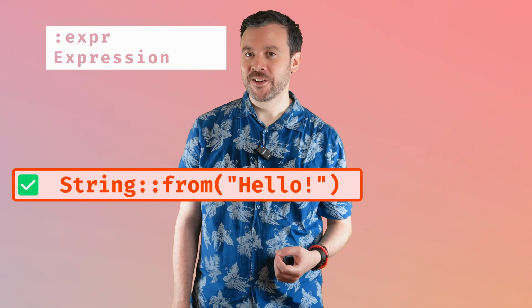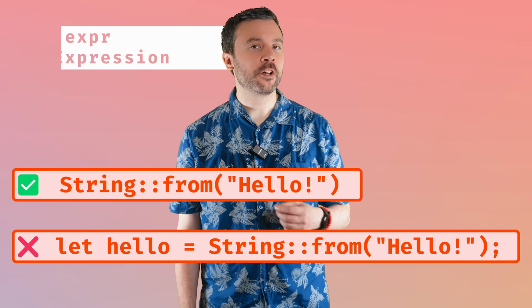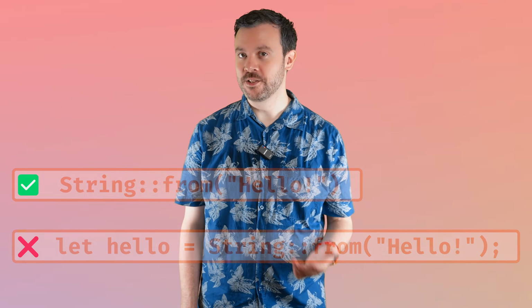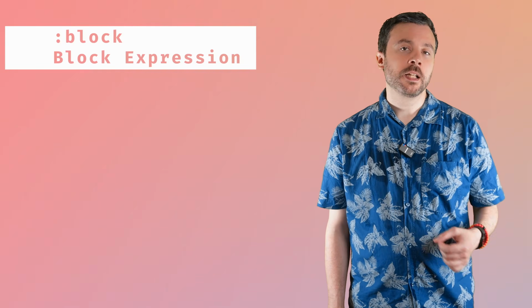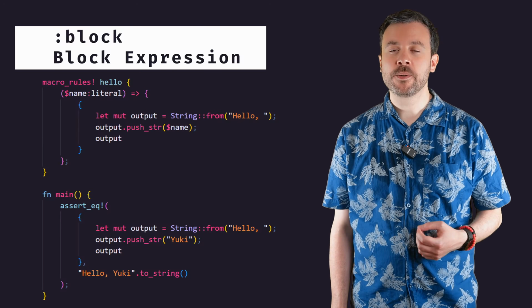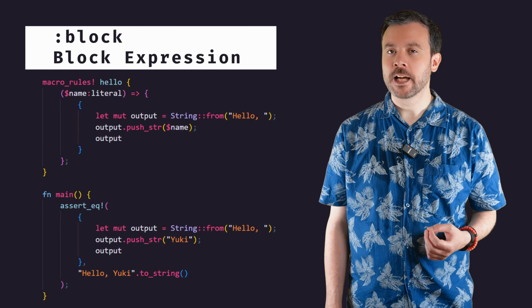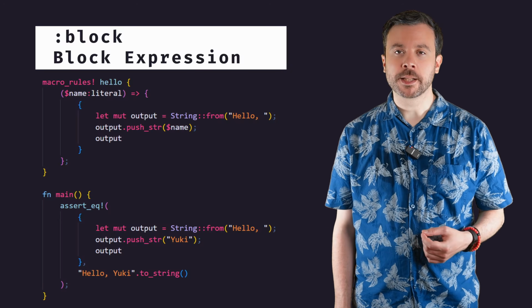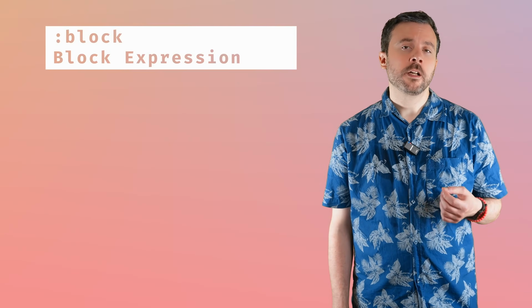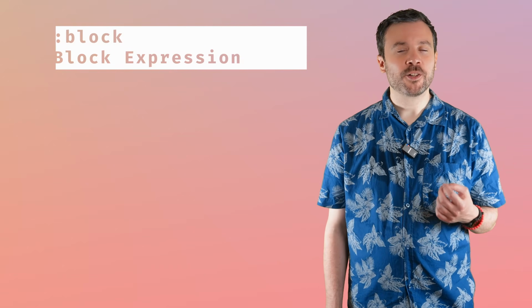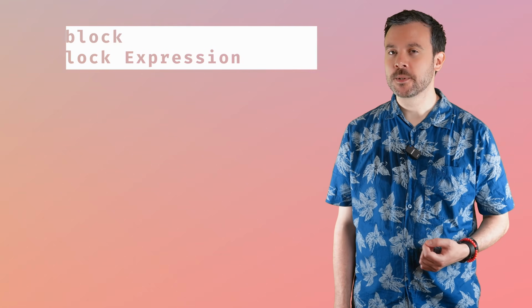expr is short for expression. An expression is any token tree that has a value. For example, String::from("hello") is an expression, but let hello equals String::from("hello") is not. block is specifically a block expression. Like the code we were generating in our hello example, blocks can have multiple statements surrounded by curly brackets to make it a block expression. Of course, all block expressions are also expressions, so you may not end up using this fragment specifier too often.